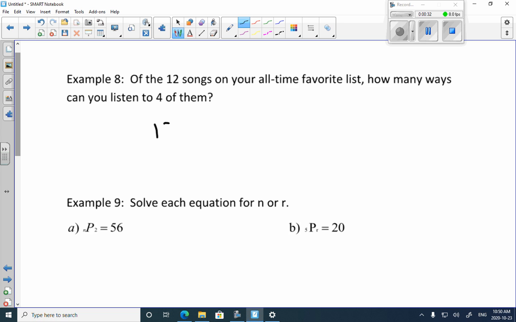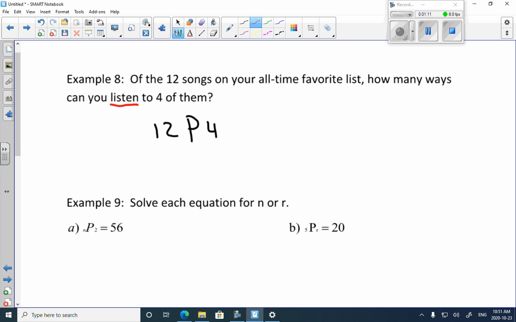So 12 permutation 4, 12P4. You're choosing 4 out of 12, and you care about the order because listening to the songs will happen in order, right? If it asks you how many ways can you choose 4 out of 12, I would not count that as permutation, because choosing is 4 out of 12 anyways. It's the same group. It doesn't matter how I arrange them, it's going to count as one group.